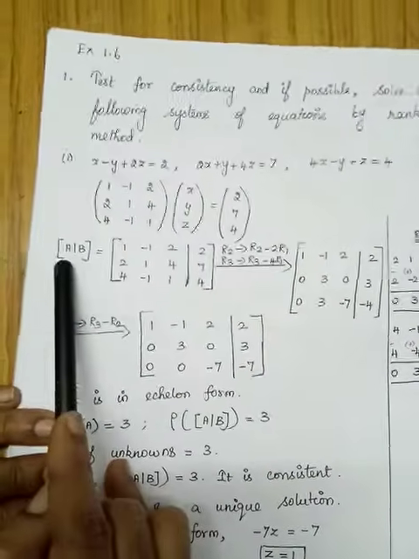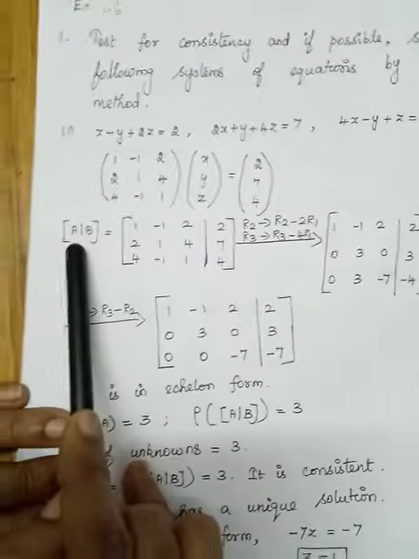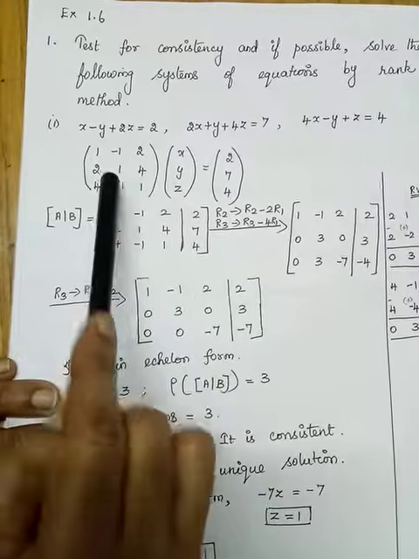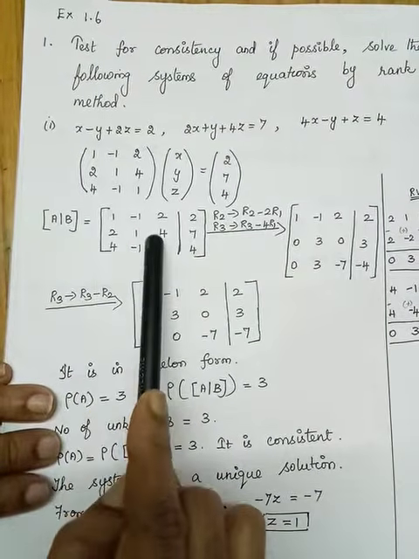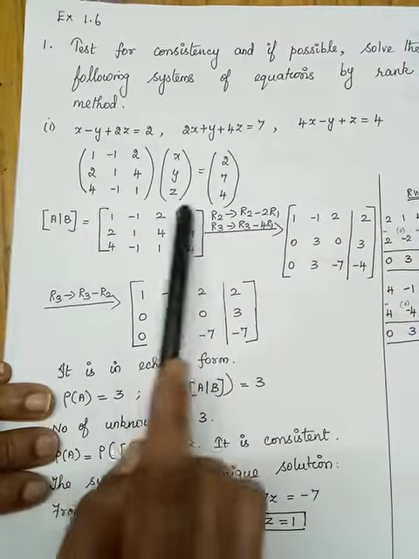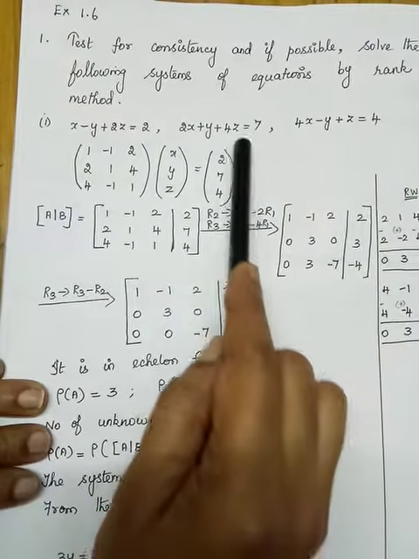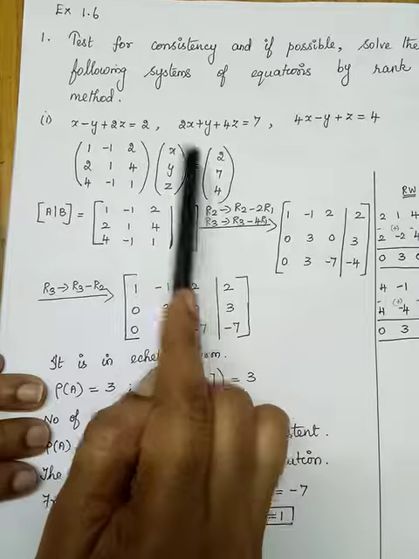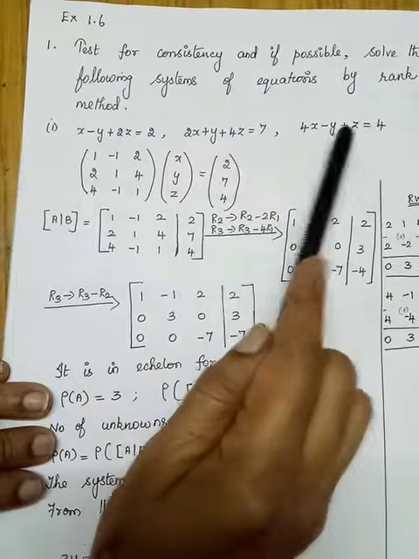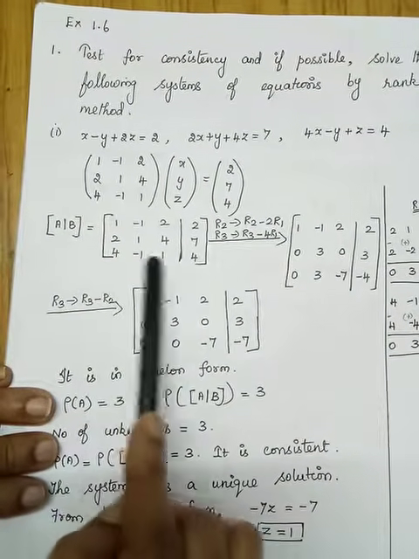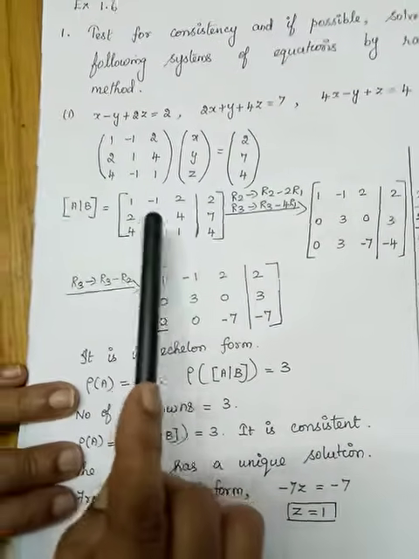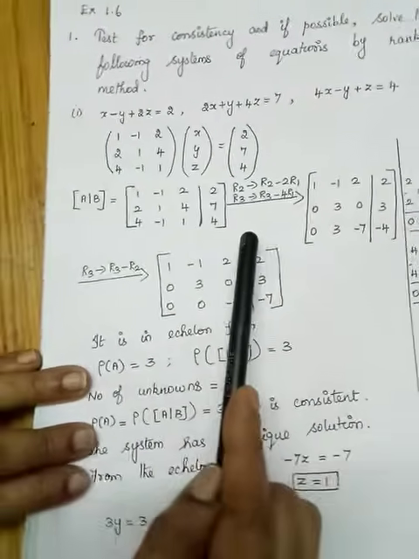What is the second step? You have to write the augmented matrix. The coefficient matrix A, I have written here beside the B matrix. Which is the B matrix? Look at this, 2, 7, 4. How have these elements come? They are the right hand side of the equations. So I have written the augmented matrix. What is the third step? We have to bring this augmented matrix into echelon form.